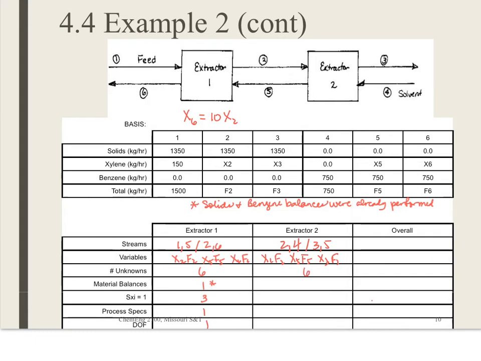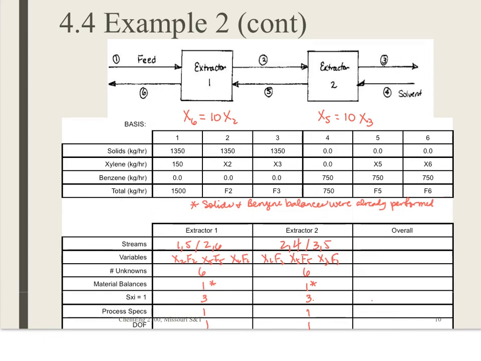I've already done the solids and benzene balance, so I'm left with 1 independent material balance. For each of these streams with unknowns, I do have a sum of x type equation, so I have 3 of those. I have 1 process spec. In this case, it's that x5 will be 10 times x3. Okay, so I have 1 of those. So 6 minus 5, again, is 1 degree of freedom. It's not totally specified, but it's getting close.